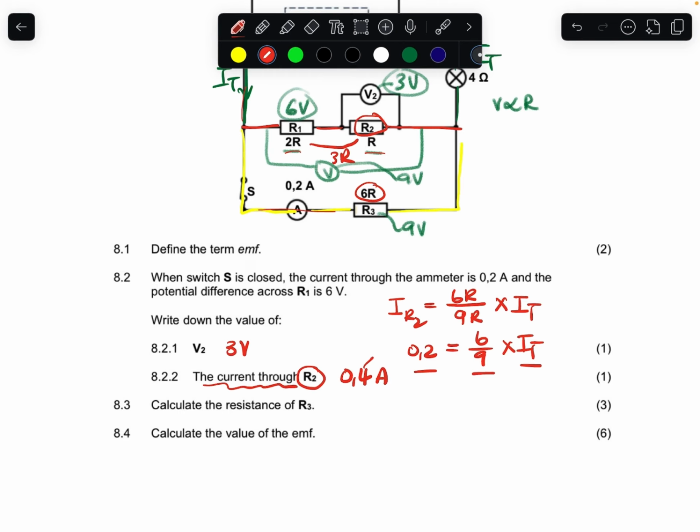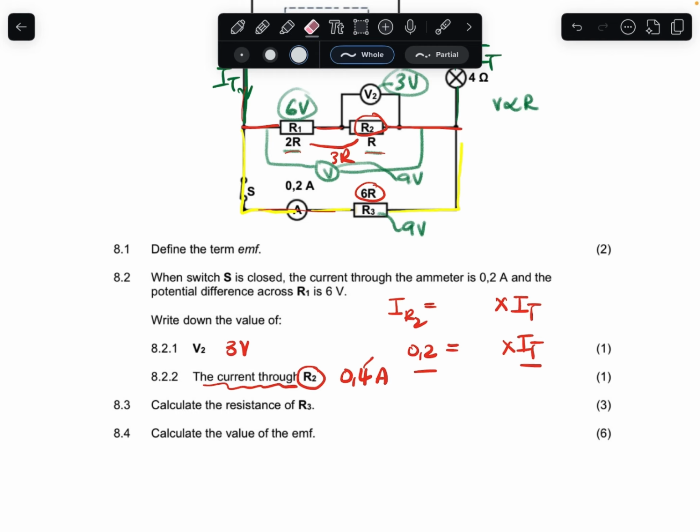We want the current that passes where? We want the total current. So we say 0.2 we divide by 6/9. It gives us 0.3, right? Okay guys, let's leave the proving of that, because I do not find it. What am I missing here? We have the current here. Oh, I'm supposed to do the other way around here.